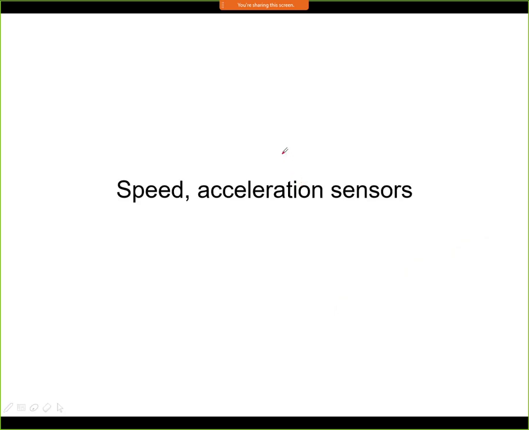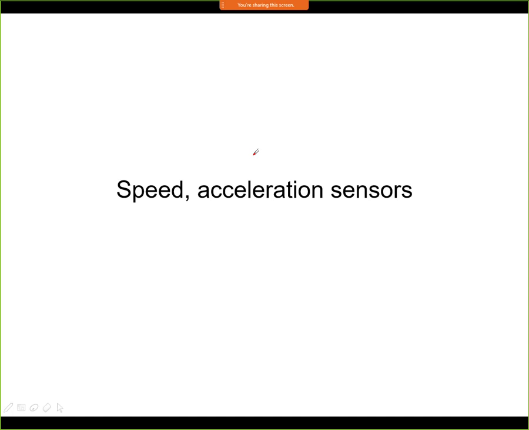Okay, so that's all for position sensors. Now we still have about 30 minutes left, so I will start a new chapter and we'll be talking about speed sensors. We will not be talking today about acceleration sensors. I just left the name on the slide, but we will be talking about it next week.